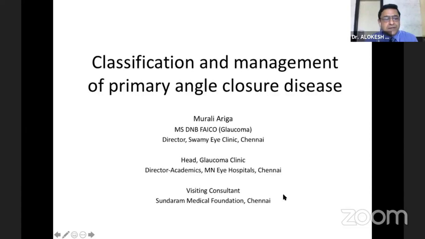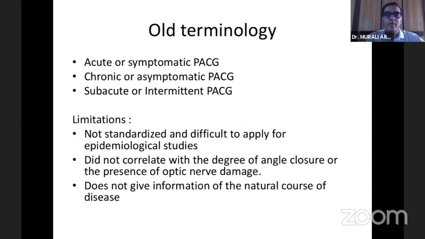I think a long way has passed since we started looking at angle closure disease from a different perspective. A lot of the old terminology has now been phased out, terms like chronic, asymptomatic, subacute, intermittent. Those terms had a lot of limitations and were difficult to apply to epidemiological studies. Therefore, they didn't correlate to the degree of angle closure and did not give information on natural course.